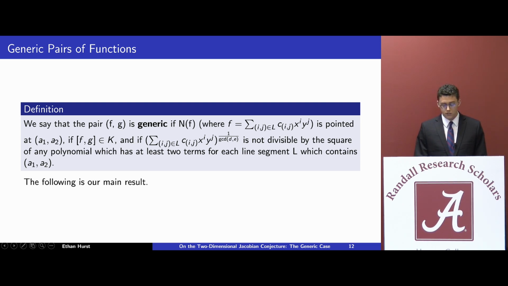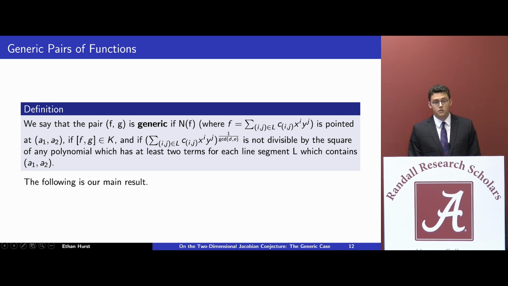So we essentially are creating a polynomial from this Newton line, and this is where the generic definition really holds its weight. It's not divisible by the square of any polynomial which has at least two terms, for each of the line segments radiating out from the origin through the specific point of directionality.